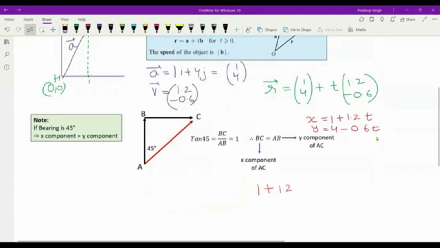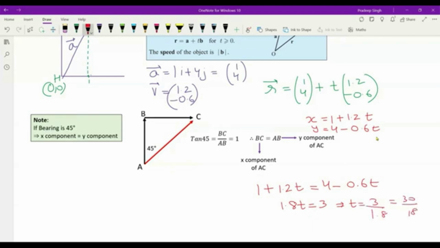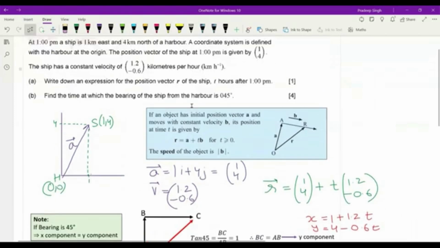The x component, let's equate that with the y component. If we simplify this expression, we'll get 1.8t equals 3. This implies t will be 3 upon 1.8. Let's simplify this. So we'll get 10 upon 6 or 5 by 3. So 5 by 3 hours is the time after which the bearing of the ship is 45 degrees.